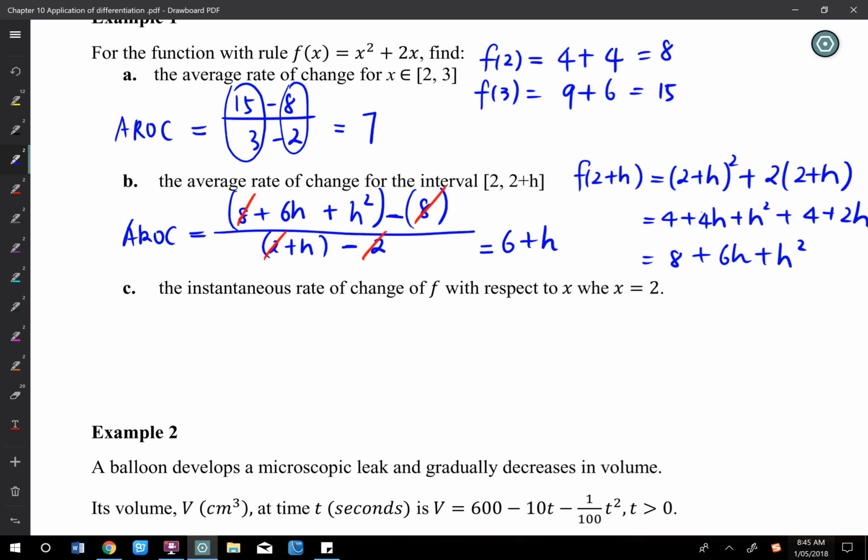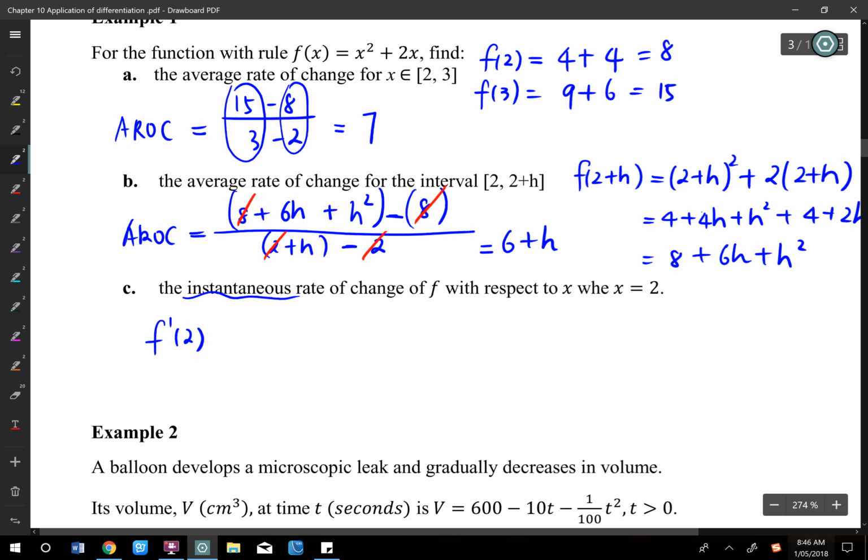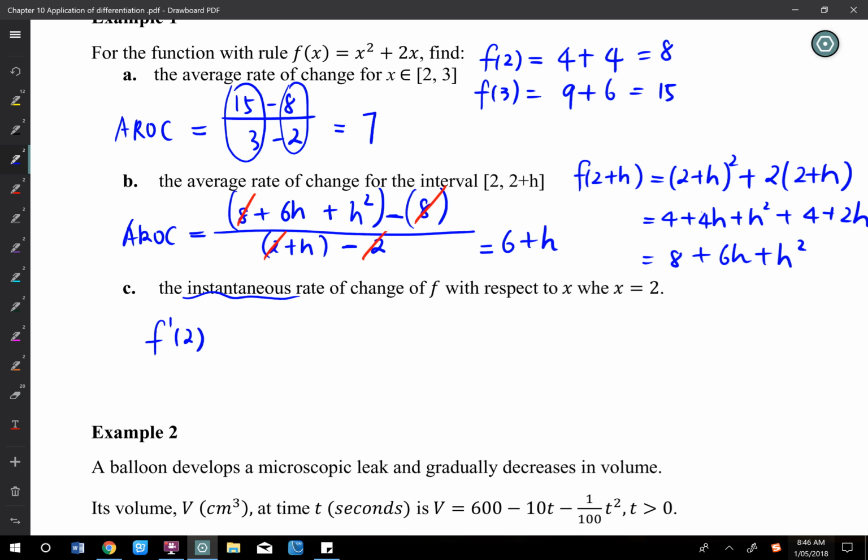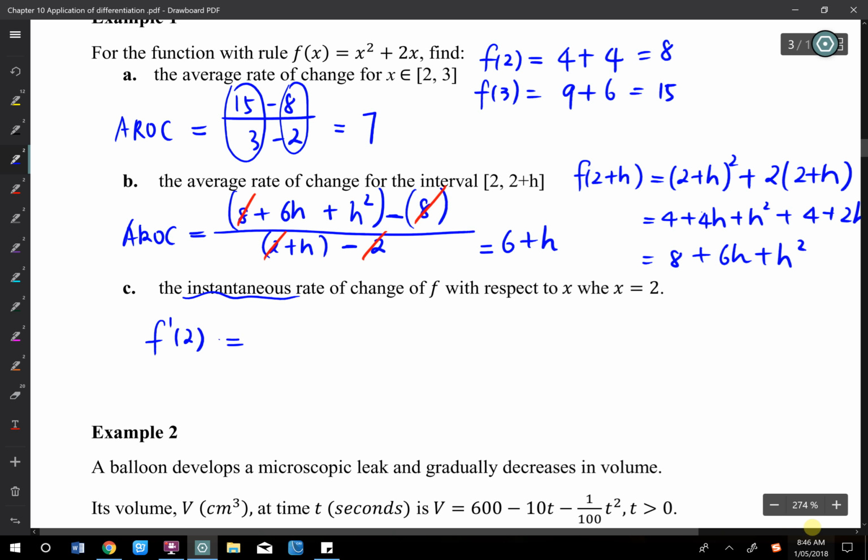And if I want to find the instantaneous rate of change at x equals 2, so what I'm trying to find is f dash 2. When you see the word instantaneous, you're trying to find the derivative at a point. Okay, what we can do is we can derive fx and then sub 2 in. But there's an easier way in this question, because I already find the previous line is 2 and 2 plus h. This is a very key feature, the 2 and 2 plus h.